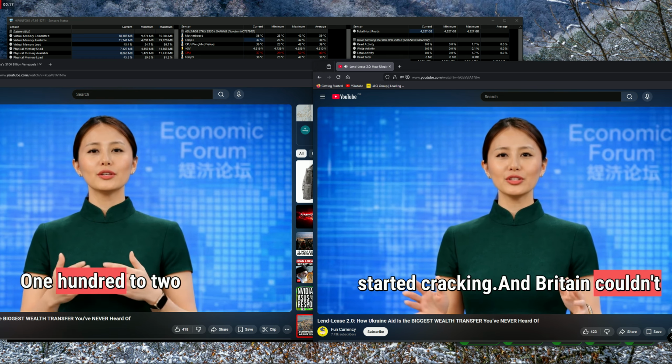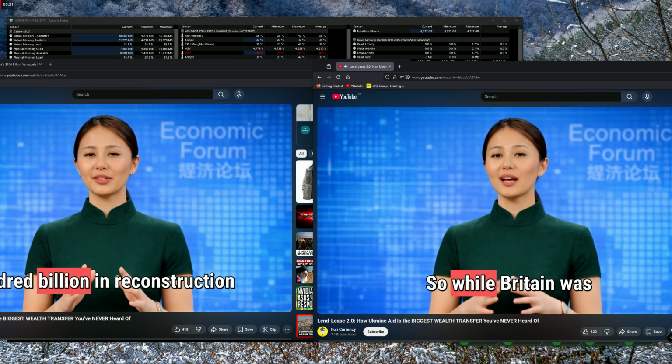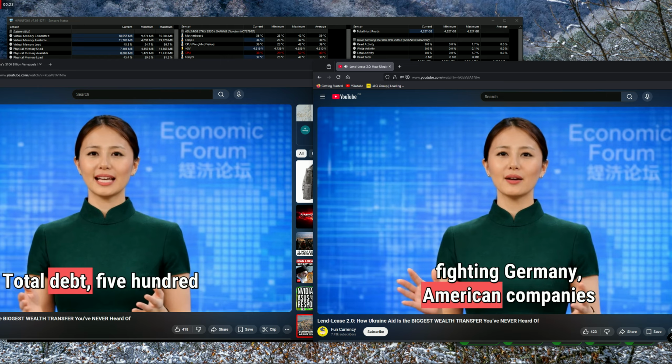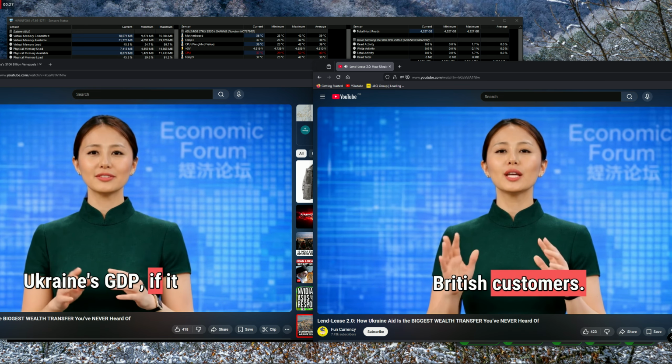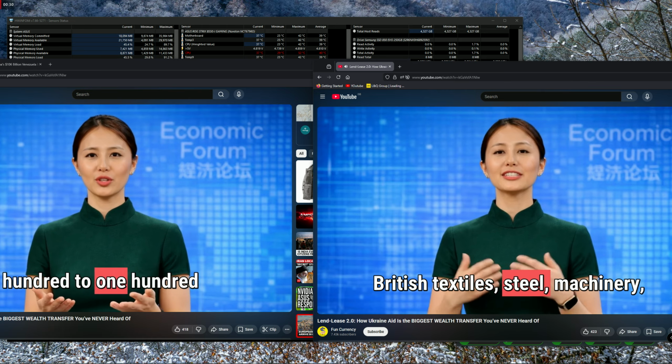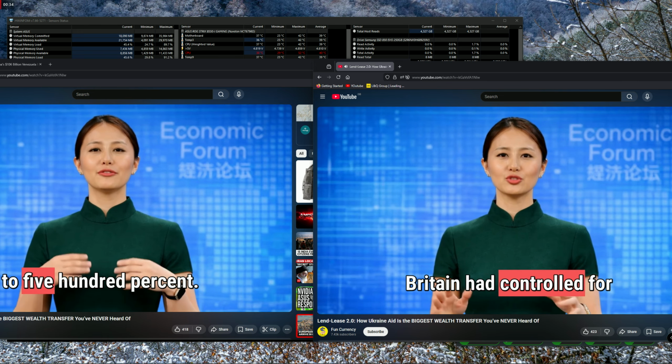Britain couldn't export goods that competed with American products. While Britain was fighting Germany, American companies were taking British trade routes, British markets, British customers, British textiles, steel, machinery, all of it. Britain faced American competition in markets it had controlled for generations. Britain's debt to GDP ratio was over 400 to 500%, with 100 to 200 billion in war debt and 400 to 600 billion in reconstruction, total American debt over 800 billion dollars. Ukraine's GDP, if it recovers, will be 100 to 150 billion per year.